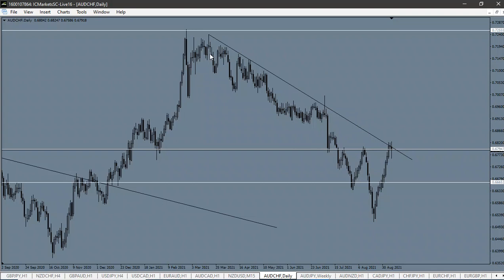So right here, as you can see, first, second, and third touch. We are at the fourth touch right now, but because we saw this double bottom, we are not expecting any sells. However, we're expecting price to cross this level, come back down and retest it, and then move towards the upside.